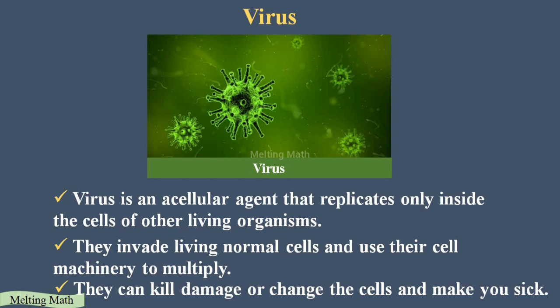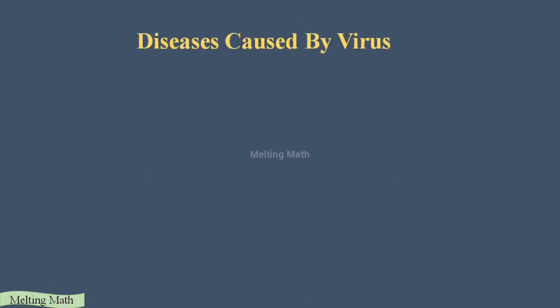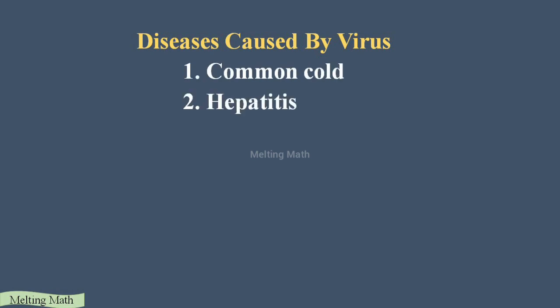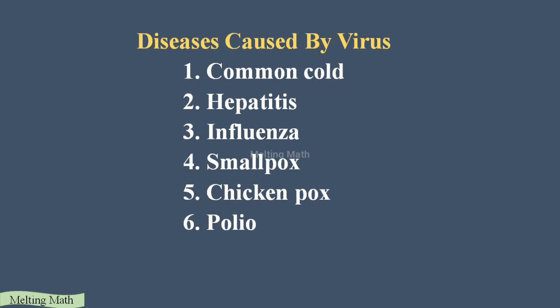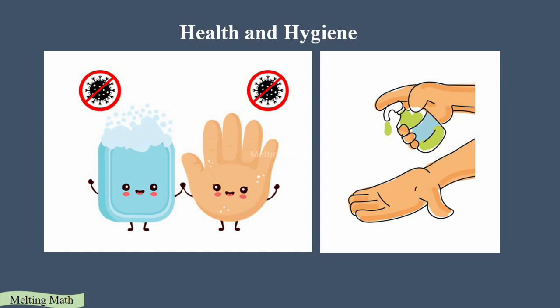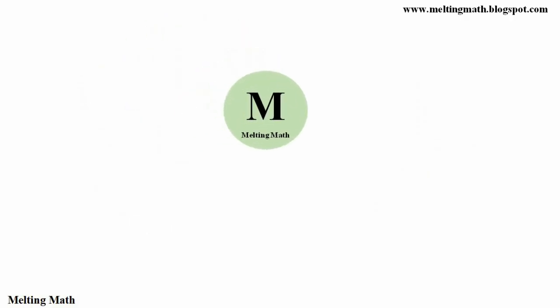Okay, let's see some diseases caused by viruses. First, as already mentioned, the common cold. Another one, hepatitis, influenza, smallpox, chickenpox, polio, measles. These are the diseases which are caused by viruses. Okay, that's it. What we discussed in this unit is nothing but health and hygiene. For good health, we have to maintain good hygiene in our surroundings. In our upcoming videos, we can see the textbook evaluation questions with answers of health and hygiene. Okay, thank you.